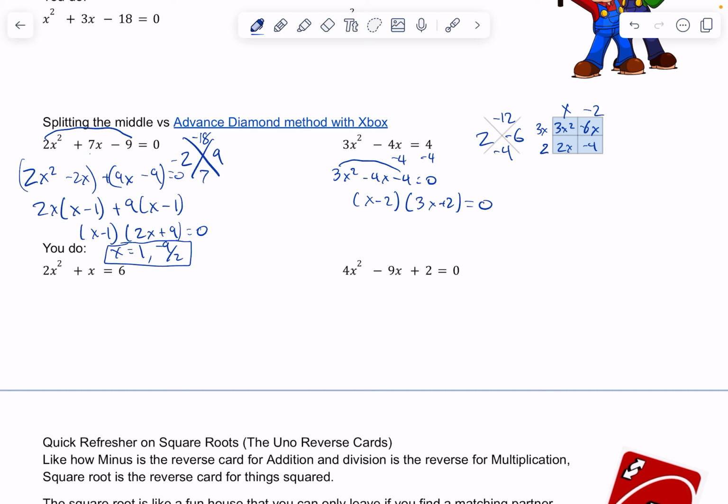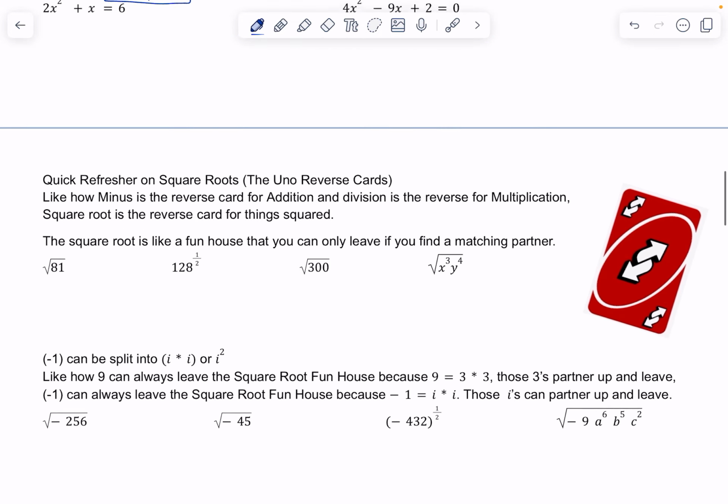If you were to play this out, this x and this 2 times together creates this. Negative 2 times 2 gives you negative 2. This is basically FOIL. x times 3x gives you 3x squared. Negative 2 times 3x gives you negative 6x. That is how FOIL works. You're going to get this set, which then gives you x equals 2 and negative 2 over 3. Cool. Next is up to you.